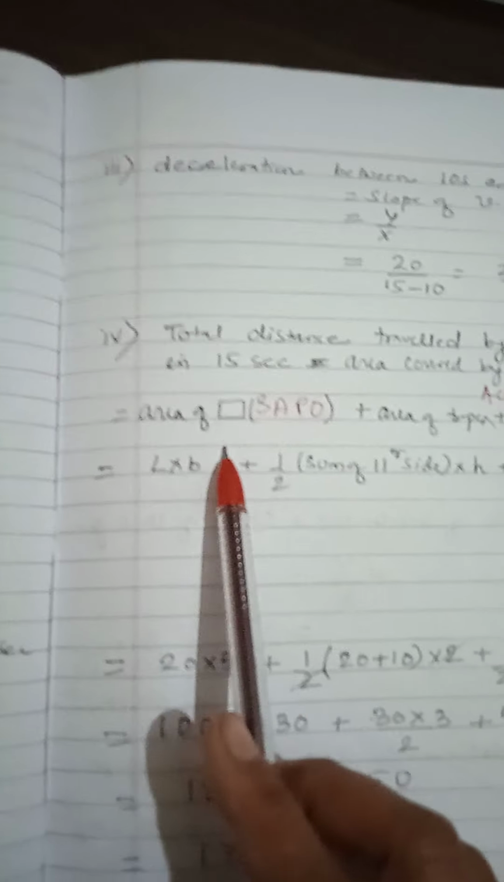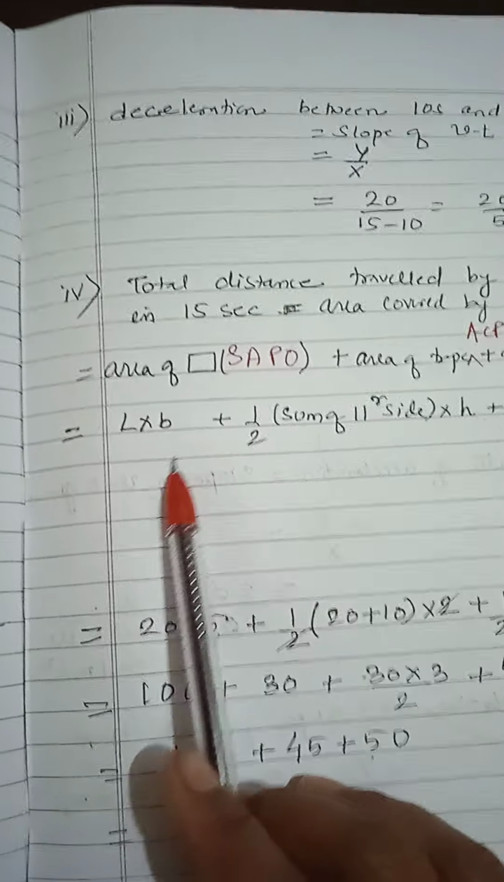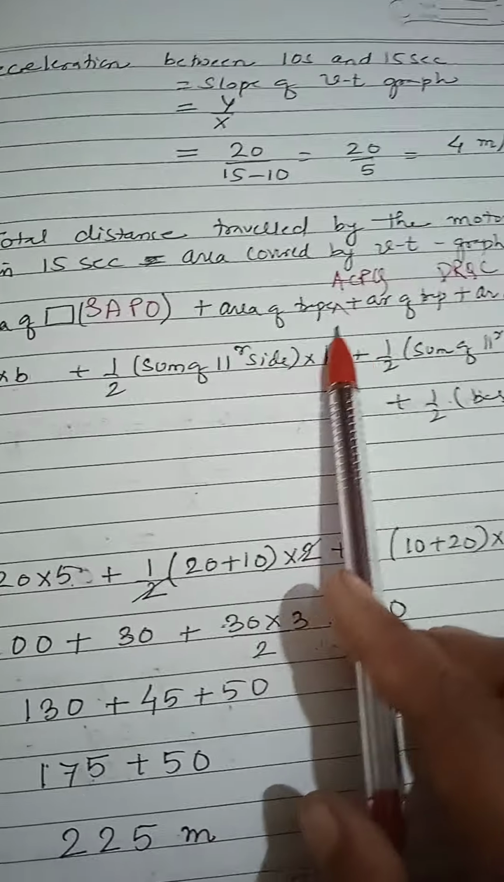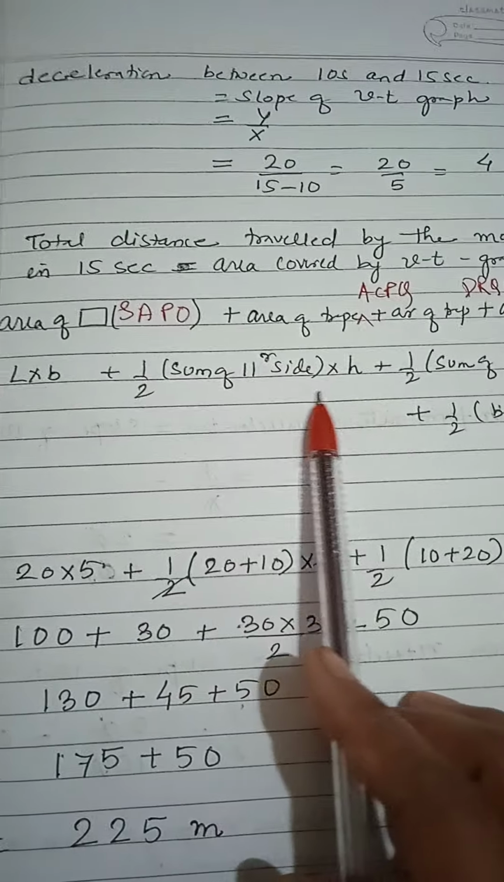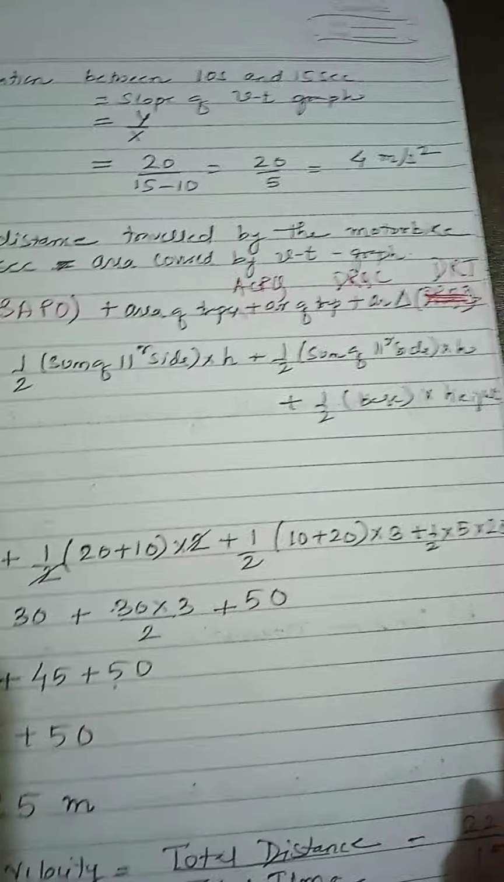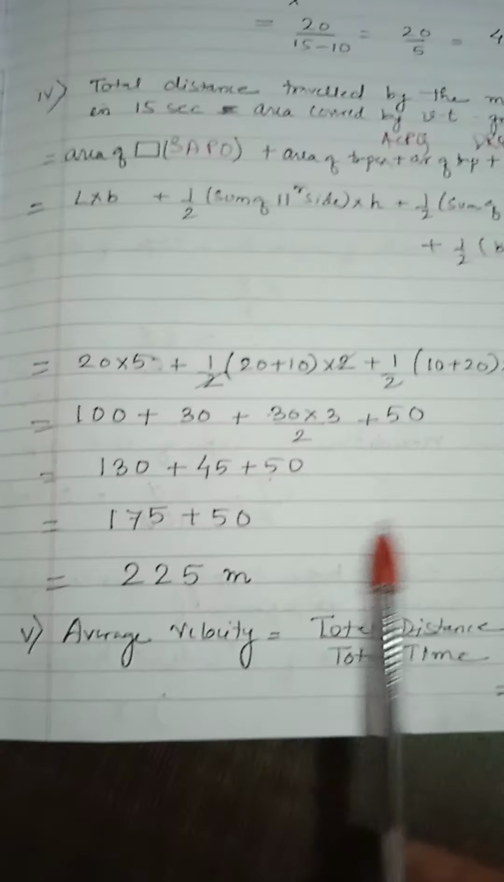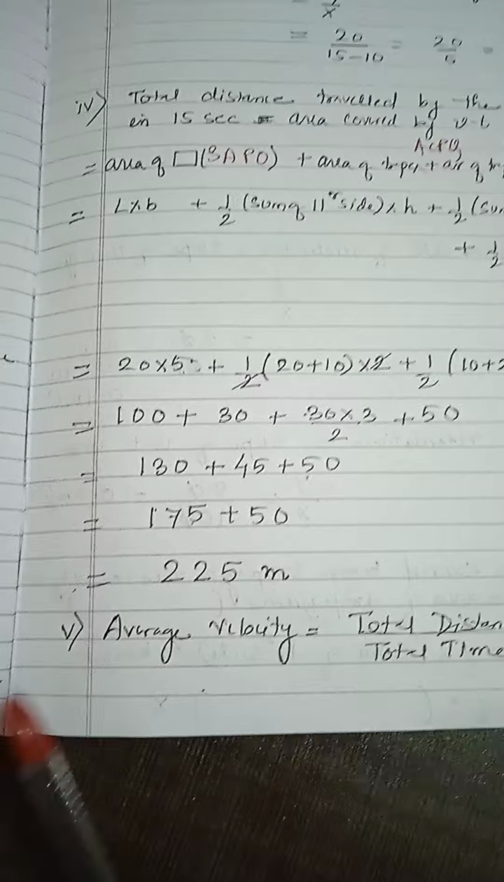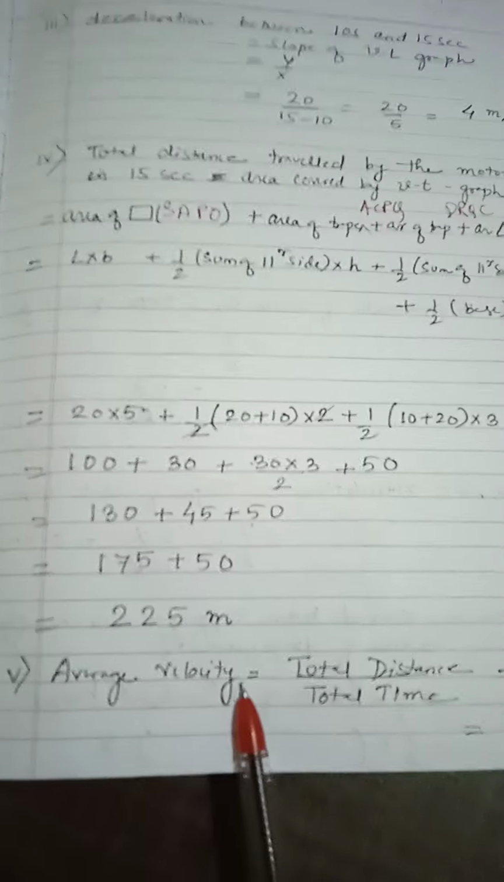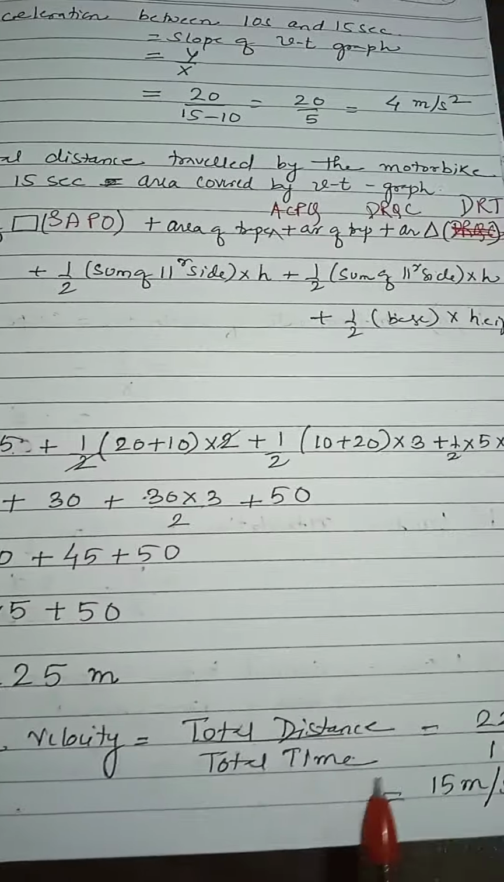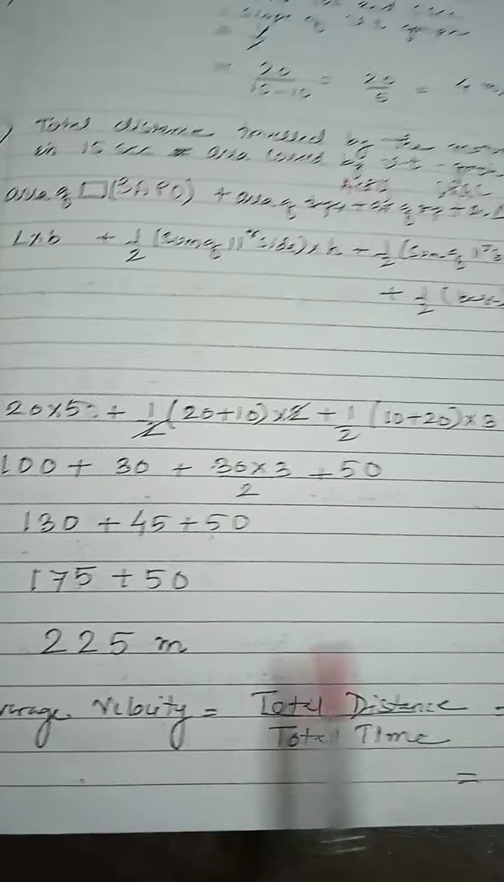Now write down the formula. Area of rectangle will be length into breadth. Area of trapezium will be half sum of parallel sides into this. Just put the values from the figure, you will get 2 to 5. Now average velocity will be what? Total distance by total time. So total distance will be 2 to 5 and the total time is 15. If you solve, you will get 15 meter per second.